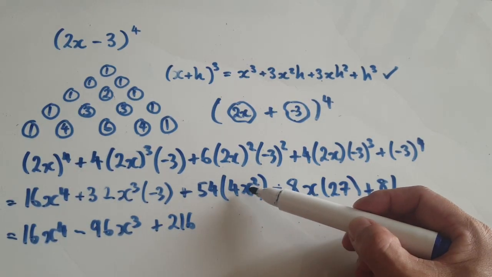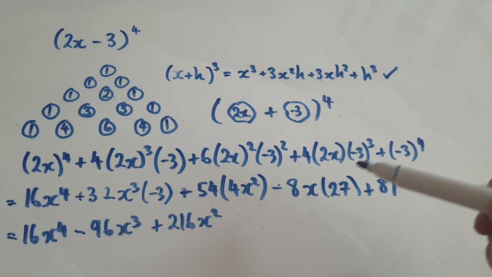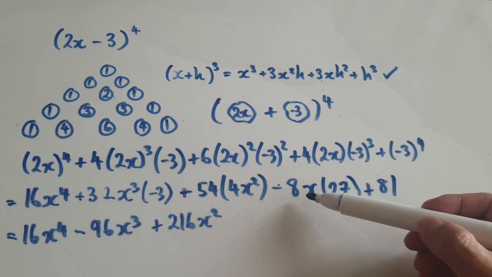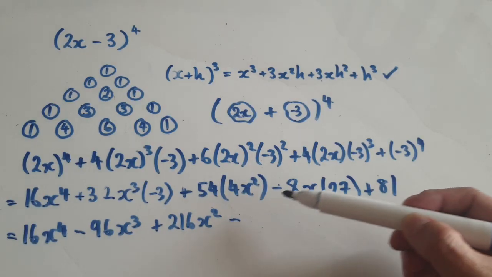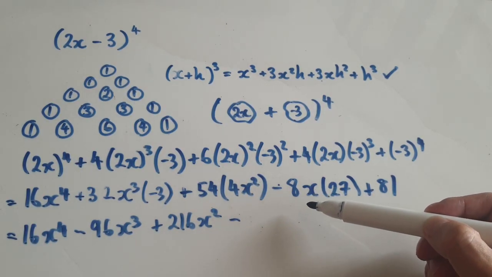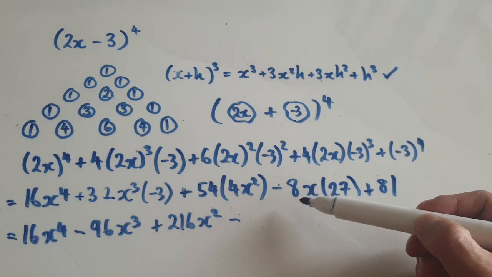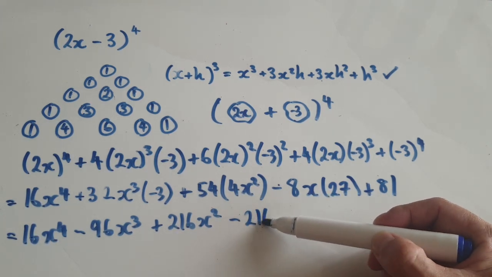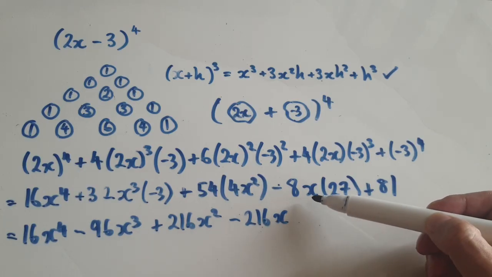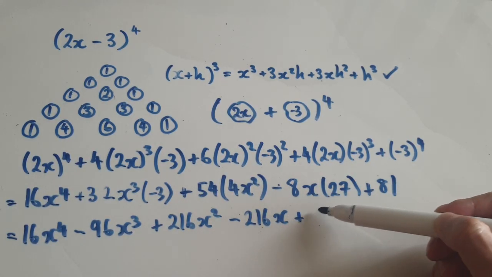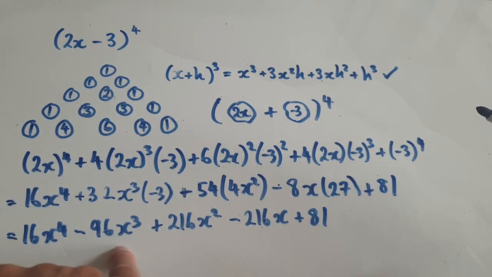216x squared. Jump to a calculator if you want. So now this times this would be 216x. I did it earlier on a calculator, and then carry this 81 down, plus 81. So here's your final answer if you were to expand this.